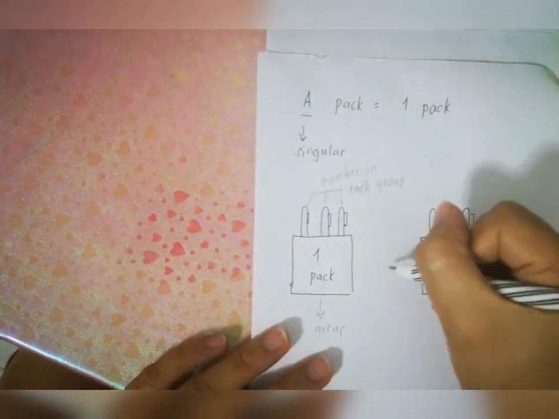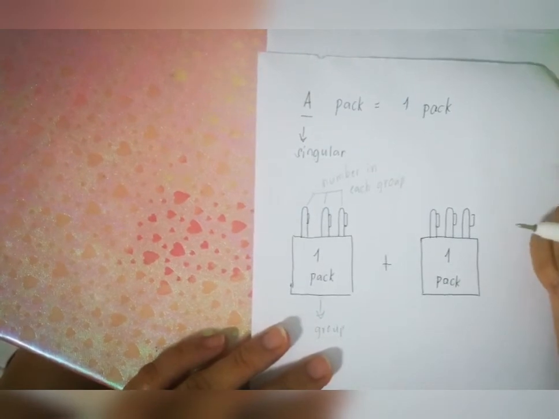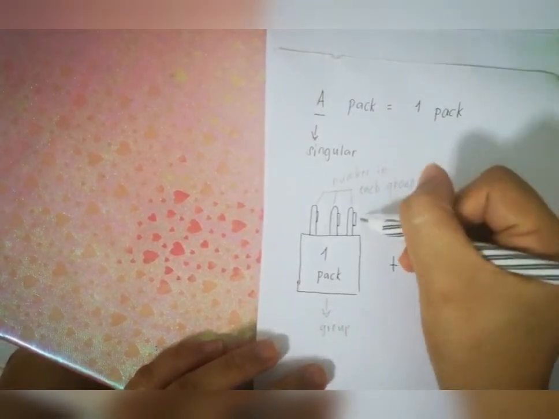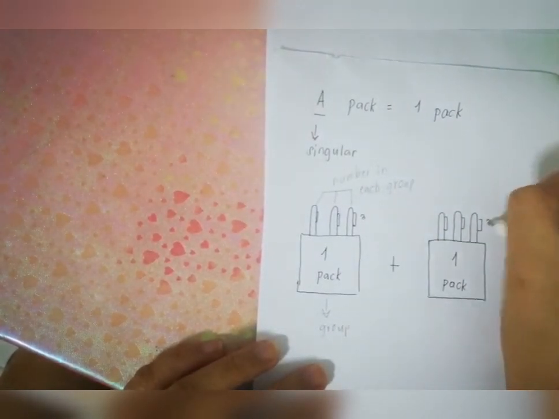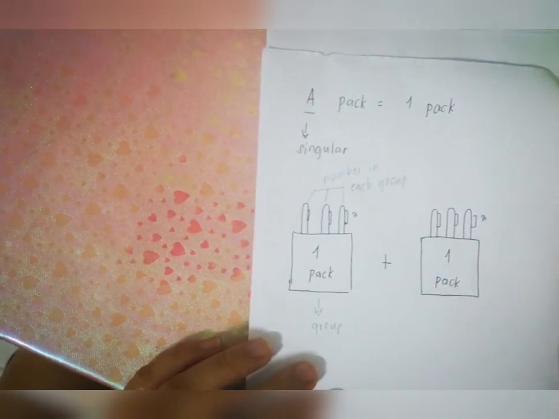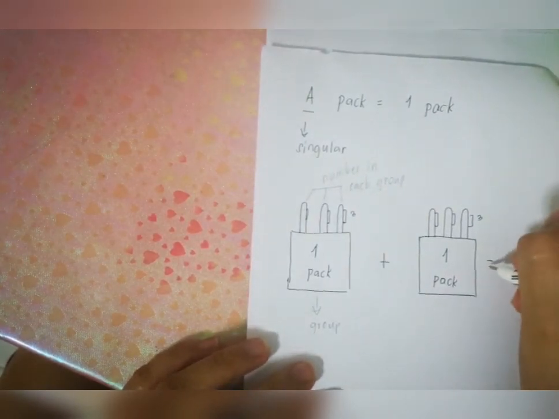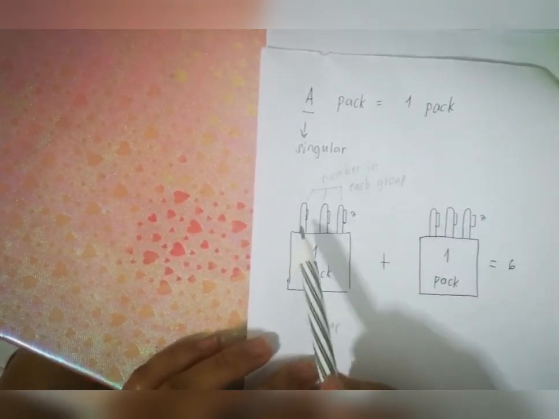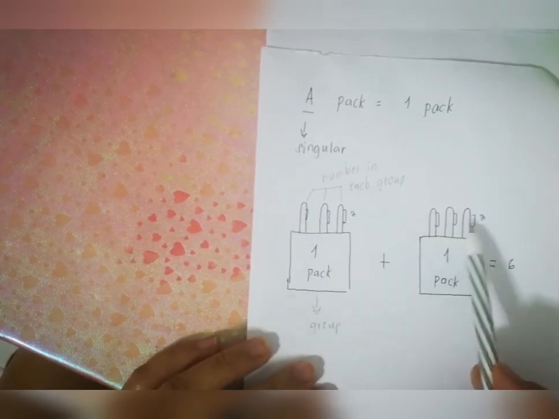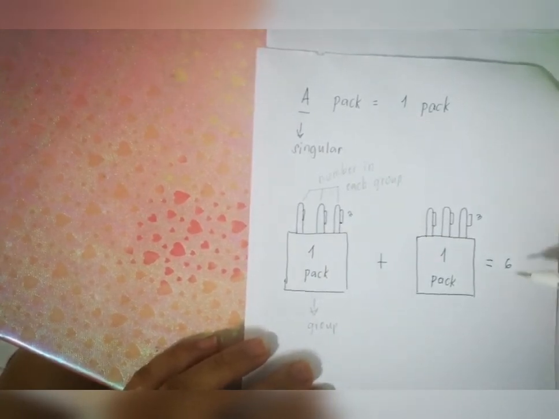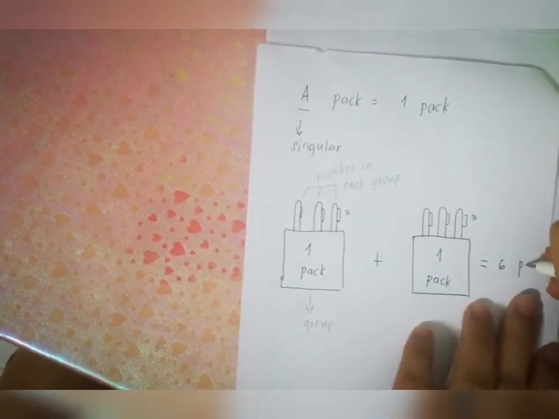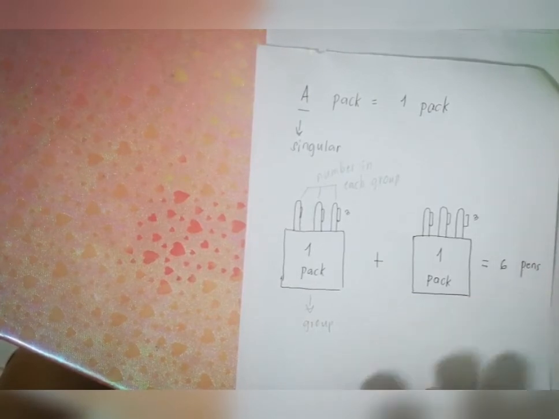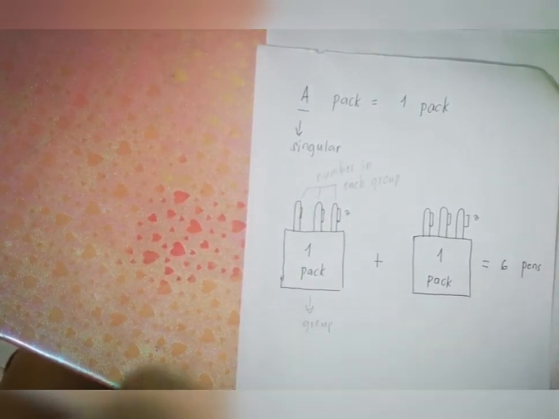So you're going to add the pens. Here we have 3 pens and here we also have 3. If we add them together, 3 plus 3, how much do you get? You get 6. Or you can count it: 1, 2, 3, 4, 5, 6. So there are 6 pens. There are 6 pens in 2 packs.